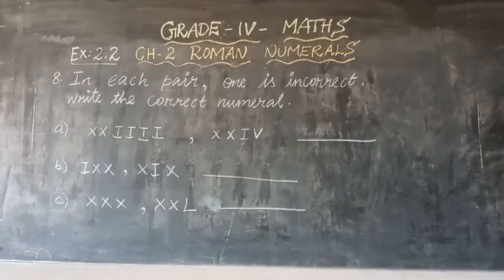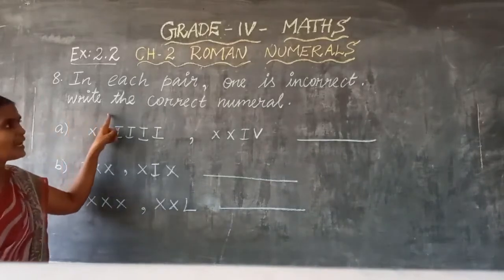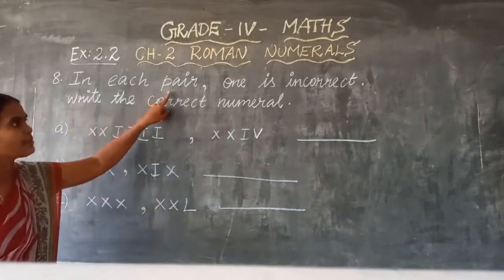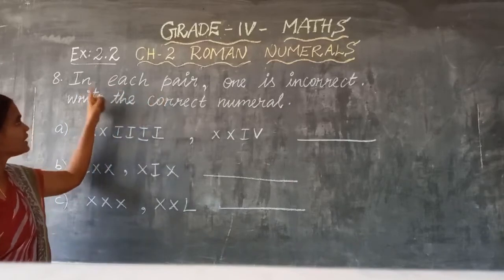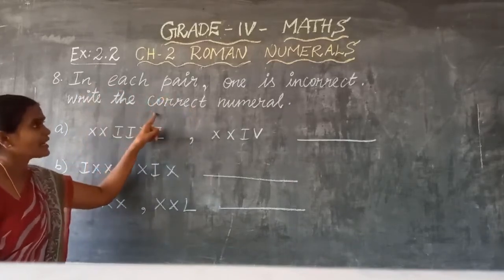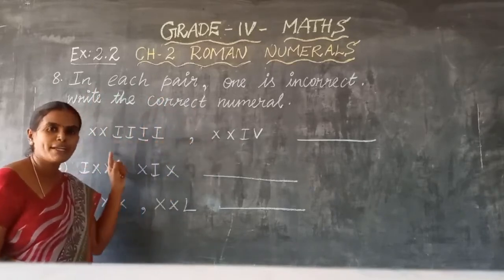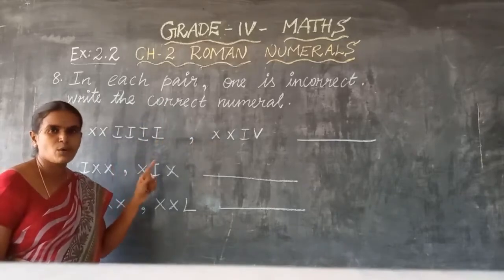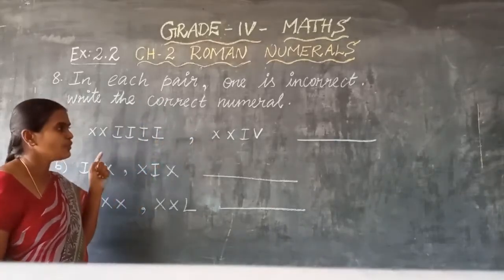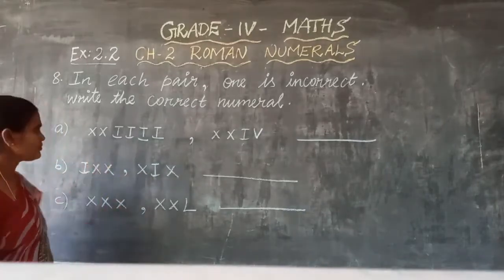So eighth one, in each pair, one is incorrect. Write the correct numeral. Pair means 2. So in each pair, one is incorrect. Write the correct numeral. So here given two Roman numbers. One number is wrong. Another one number only correct. So we know the Roman number rules. You just have to check.